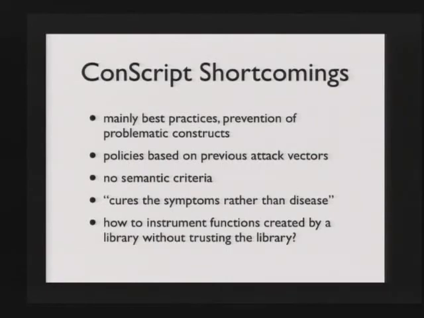So what would be the shortcomings of this new approach? Well, whitelisting and blacklisting are mainly best practices. So you can prevent some problematic constructs, but you can only prevent something based on previous attack vectors. It's not a semantic criterion, right? So it's like virus scanning. If you have not seen a virus before, you will not find it. So it more cures the symptoms than the disease.